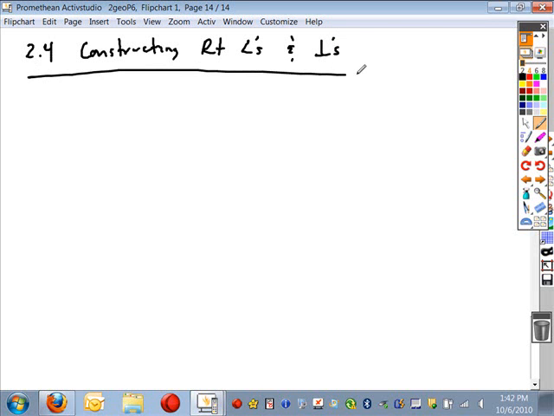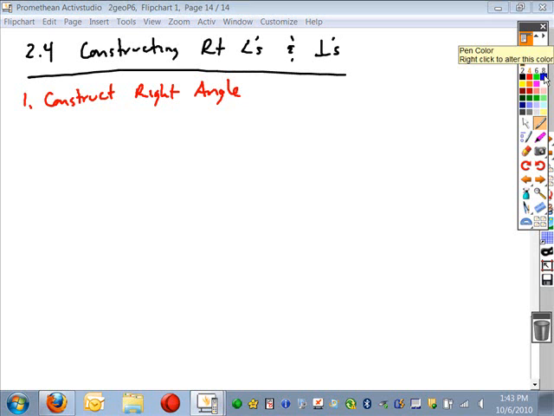All right, the first thing I want to do is talk about constructing right angles and perpendiculars. Okay, if all I asked you to do was construct a right angle, okay, what could you do? What have we already talked about that allows you to construct a right angle? Which construction have we done that creates a right angle?